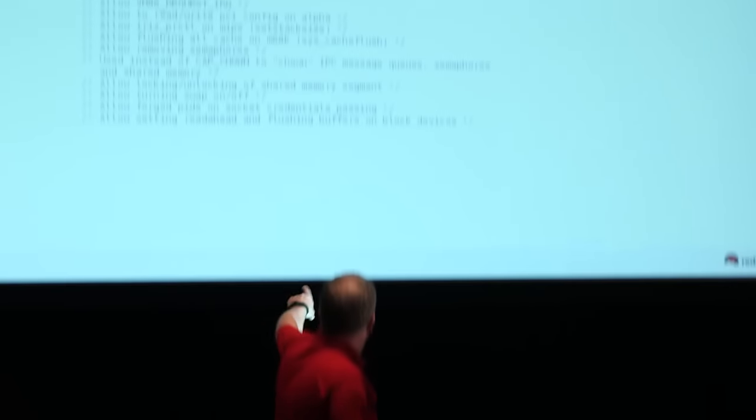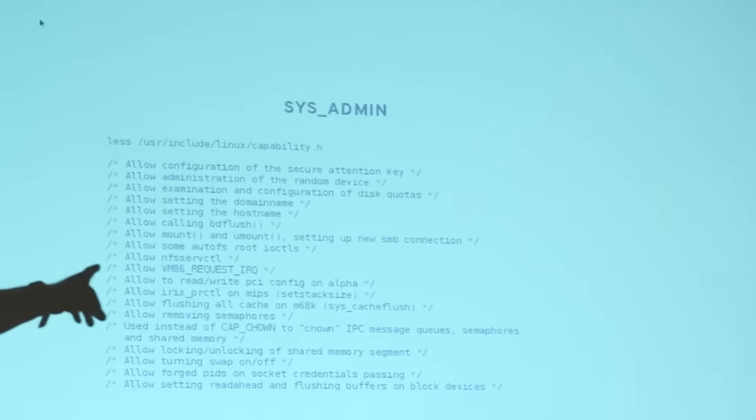So there's two pages of them, and that's only the ones that are listed in the H file. So there's two pages of capabilities assigned to cap sysadmin. But the nice thing is we remove cap sysadmin from the system. The most important thing in cap sysadmin here is it actually removes the ability to mount.